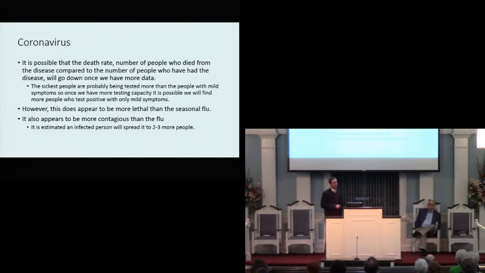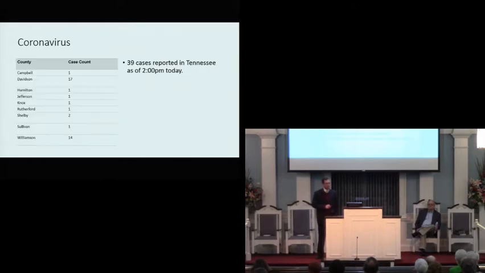It also appears to be more contagious than the flu. So when we talk about an illness, an infectious disease, one of the things that's important to know is if you have it, what are the chances that you're going to spread it to somebody? If the chance of spreading it is less than one, that means eventually it's going to die out. That is that illness, because you're not spreading it to another person every time. But for this illness so far, we estimate that every person who has it is going to spread it to two or three more people. And so the number of infected are increasing very dramatically, very quickly.